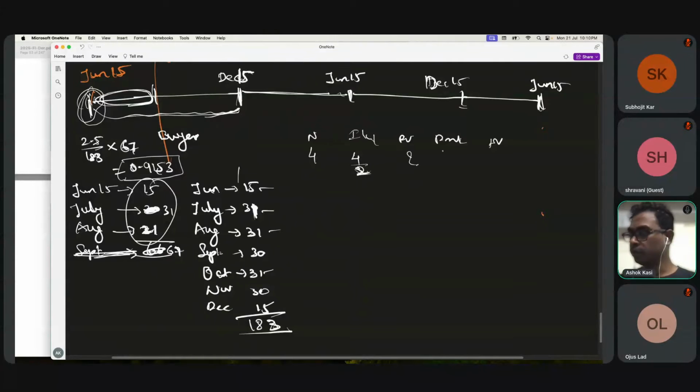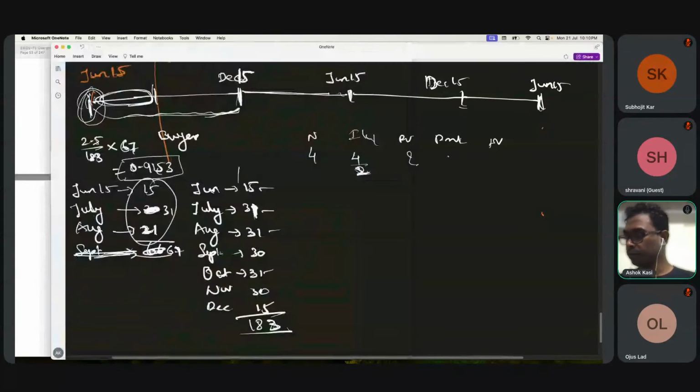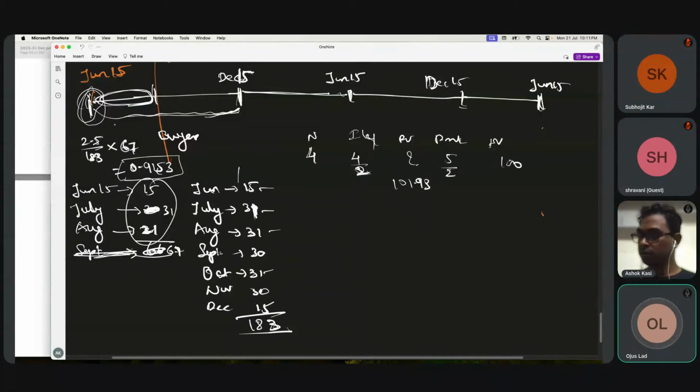Present value is what we want to find out. Payment is 2.5, 5 by 2. You have to be careful for a semi-annual bond, okay. Future value 100. Calculate the present value now. 101.93, 903. 903. Okay.